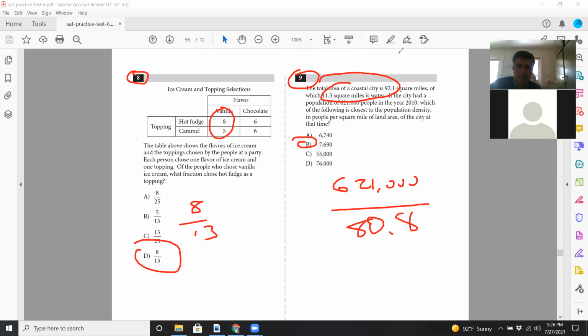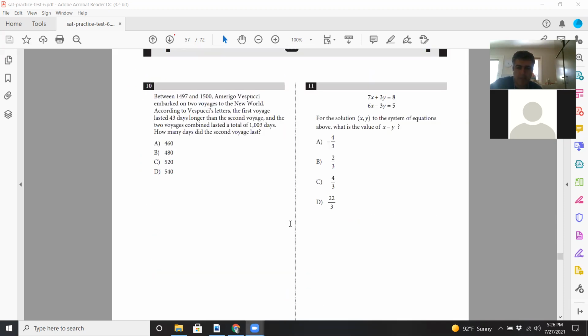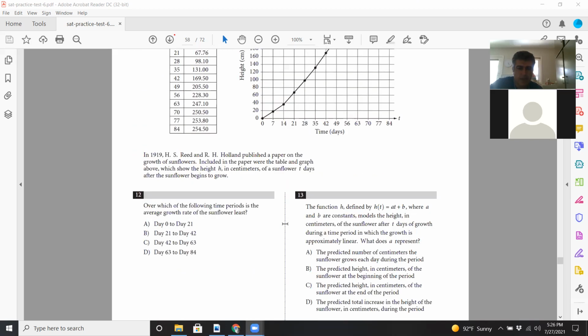So good, D and B. All right, so now let's step things up a little bit. Let's look at 12 and 13. It's a little hard to see.